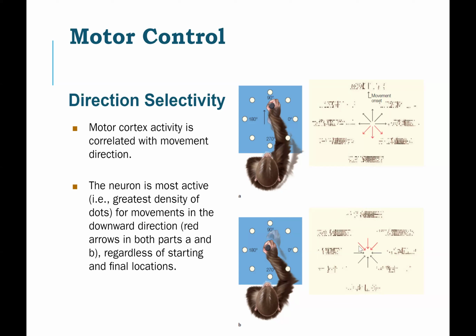And what we see is that even when you're coming from a peripheral location here or from there to here, in both of these cases you have really high activation. So it's the downward direction of movement that this cell really likes.